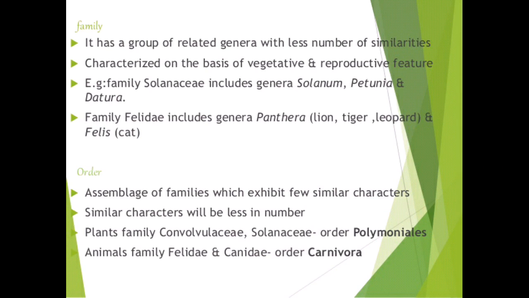Then many families combine to form an order, an assemblage of families which exhibit few similar characters. Similar characters will be fewer in number. Plants: families Convolvulaceae and Solanaceae, and the order is Polemoniales. Animals: families Felidae and Canidae, order Carnivora.